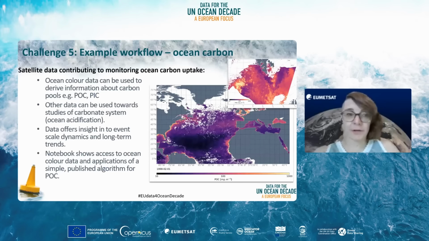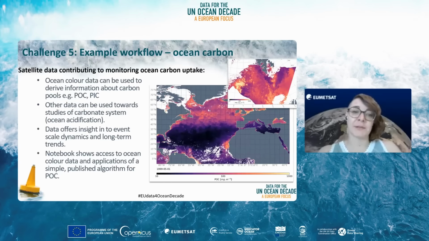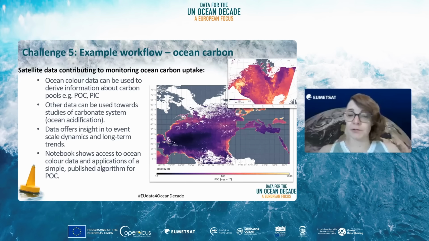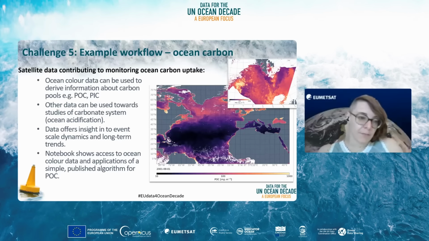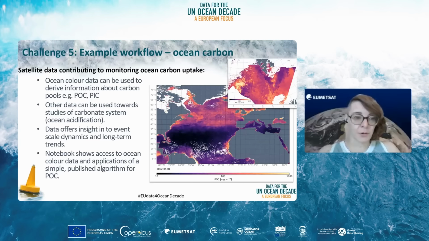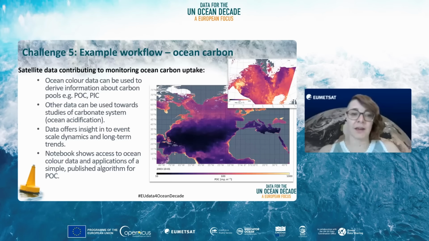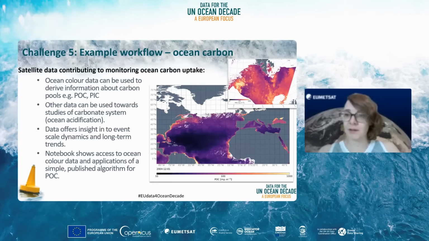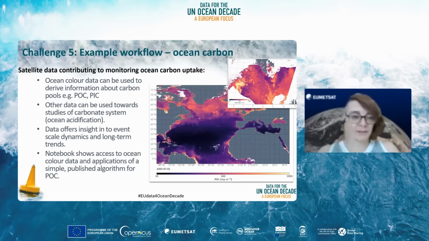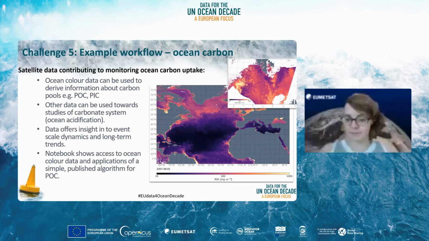One example workflow on that in our case study library is one where we show how ocean color data can be used explicitly to describe the different carbon pools using different mathematical formulations for extracting this data. Other data can also be used towards monitoring of the system at large, but the data that we can provide offers insight into event scale dynamics, as well as contributing to understanding long-term trends when it's integrated with other satellites through the Marine Service products. The notebook shows how to access the data and also apply some simple algorithms so that you can learn how this works.